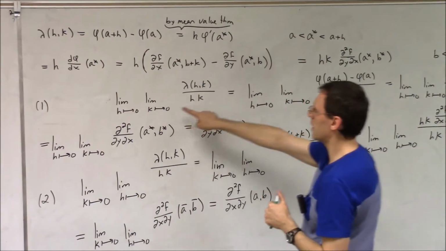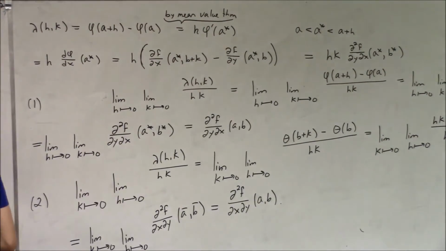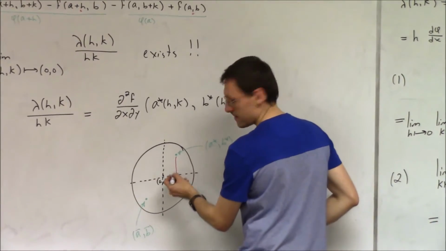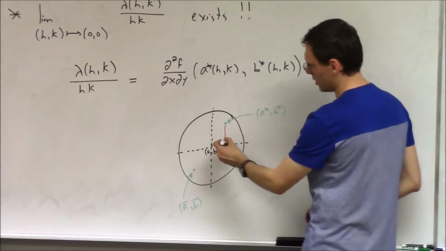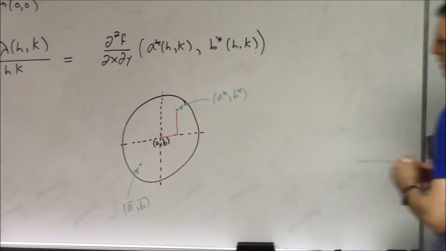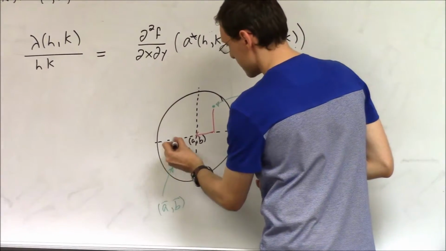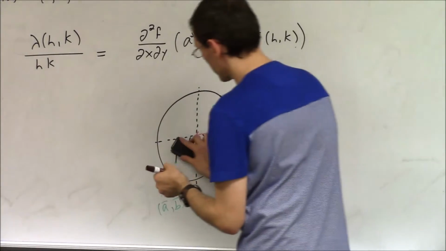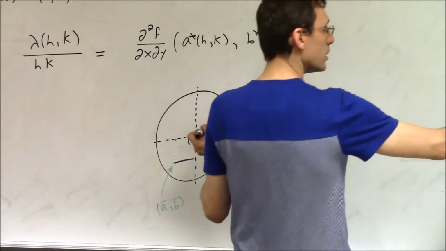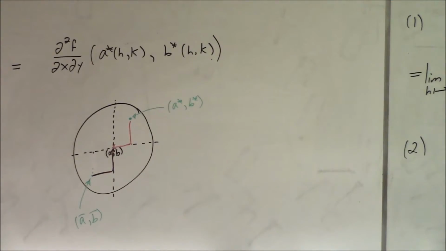So in the first limit, how does it work? First I'm pushing k to 0, so I'm first going like this, and then going like this. And for A bar, B bar, I'm first pushing h to 0, and then k to 0. Okay?